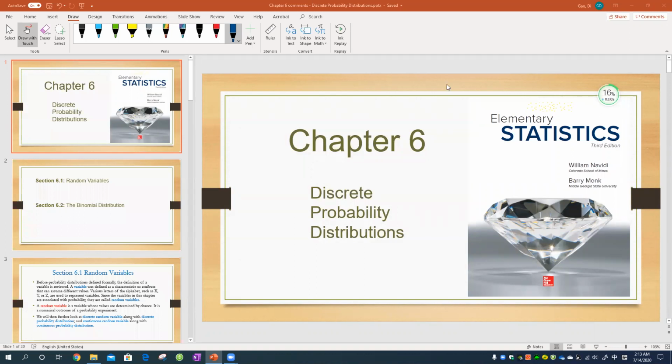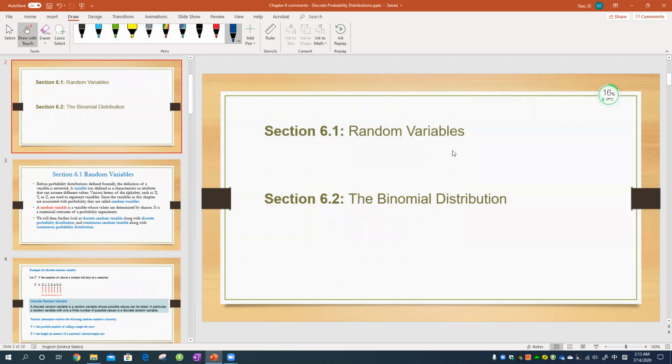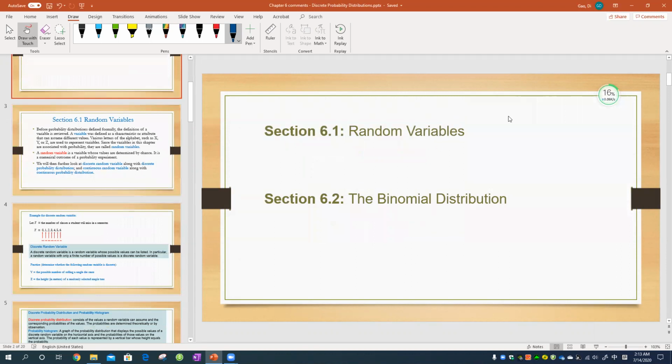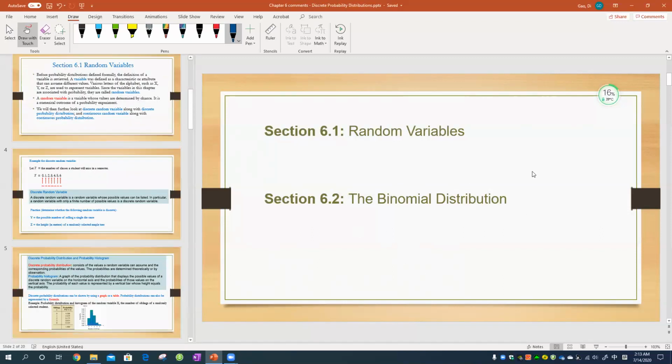Chapter 6 is about discrete probability distributions. We have two sections for this chapter. We're going to start with random variables and then define distribution. Further, we're going to talk about the mean and standard deviation of a random variable. And then we're going to talk about this special type of discrete distribution, which is called the binomial distribution.